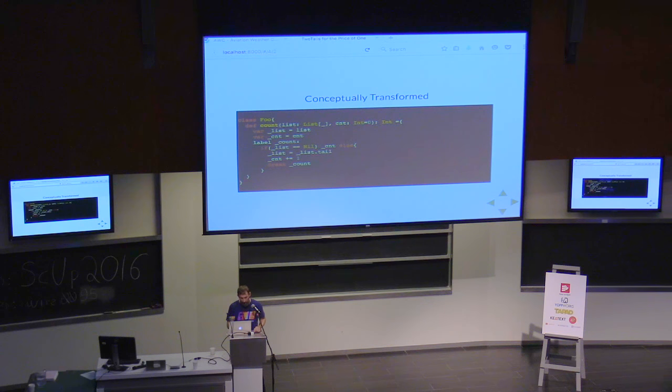You go to that label, it skips over the label. If the list is nil, it returns count. Otherwise, it does this thing, and it goes to count. That's what's happening. It's wonderful.